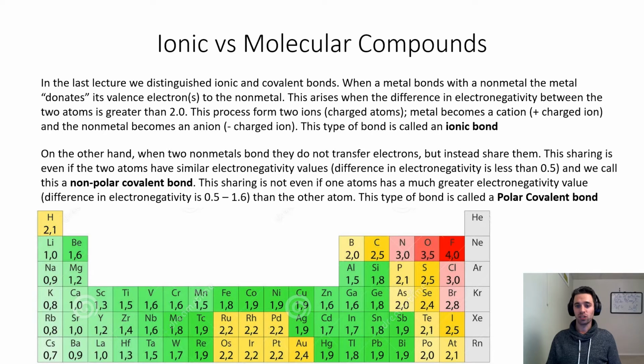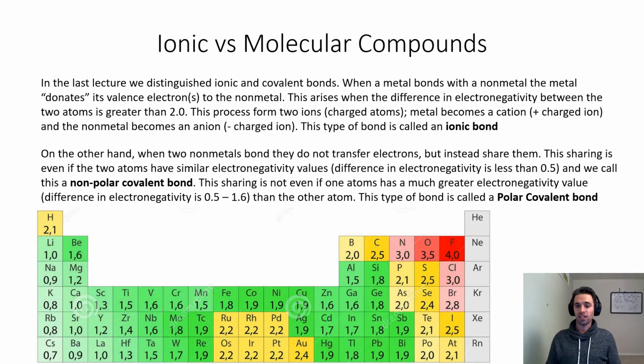On the other hand, when two nonmetals bond, they do not transfer electrons, but share them instead. This sharing is even if the two atoms have similar electronegativity values. The difference in electronegativity is less than 0.5, and we call this a non-polar covalent bond. For example, if I have hydrogen bound to carbon, hydrogen's electronegativity value is 2.1, whereas carbon's is 2.5. The difference between these two values is 0.4. Thus, this is considered a non-polar covalent bond.